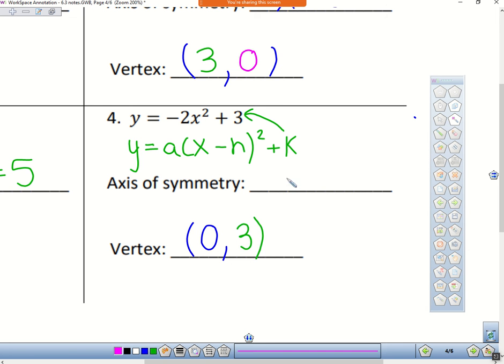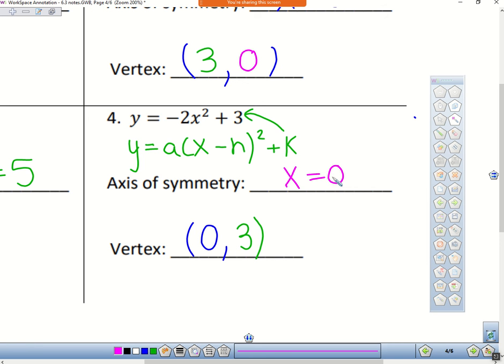And what would be my axis of symmetry? 0. Good, x equals 0. So if you don't have an h, it's 0. If you don't have a k, it's 0. H always changes sign, k does not. Those are the 3 main things. Axis of symmetry is the x coordinate of your vertex. X equals the x coordinate of the vertex.